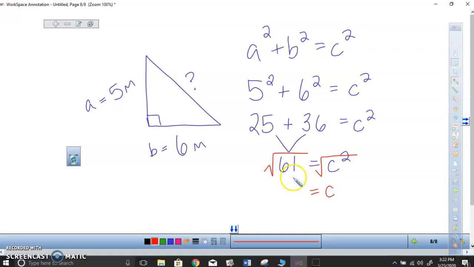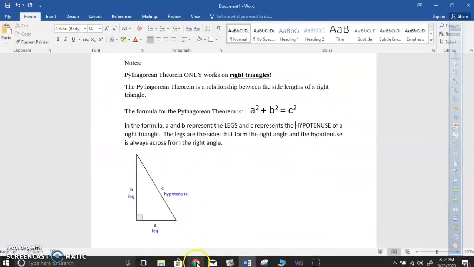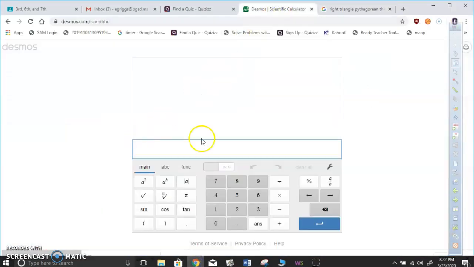I know it's not a perfect square because there's nothing I could think of that times itself would equal 61. So that's when you go to your calculator. I sent you a link to Desmos. Okay, this is Desmos, and I do the square root right here of 61, and it already shows you my answer, but if you want to hit enter, you can. If you notice, this is an irrational number. Remember, it's not a perfect square.